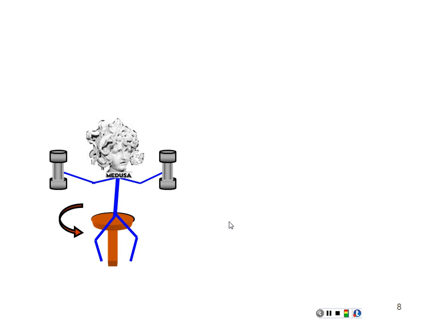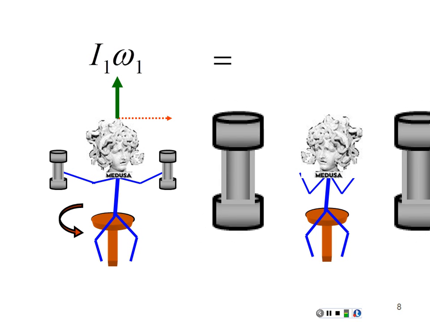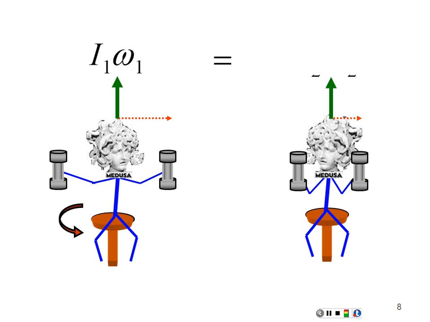She's holding these weights out, and if she were given an initial angular speed, she would have an angular momentum equal to her moment of inertia, herself with the weights, times her angular speed. If she were to pull those weights in, that would greatly reduce her moment of inertia, and hence her angular speed would have to increase to compensate, giving her a constant angular momentum.